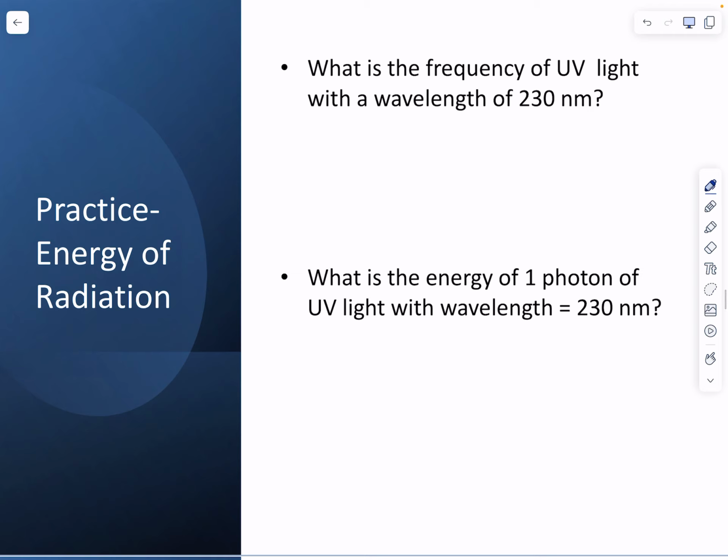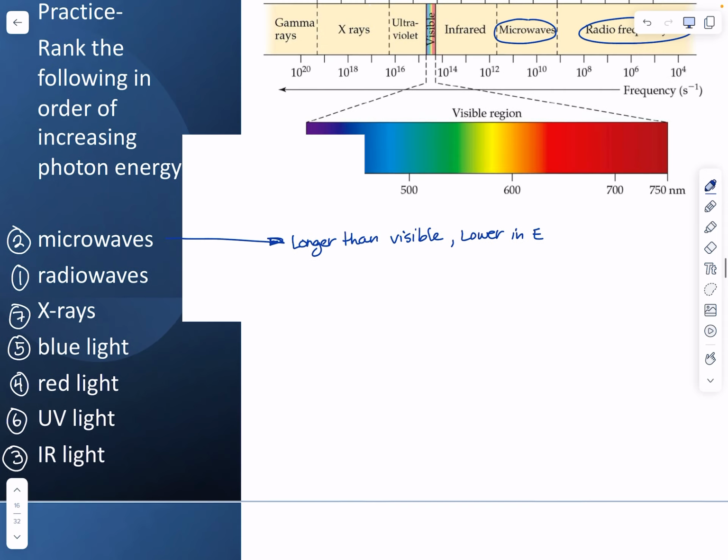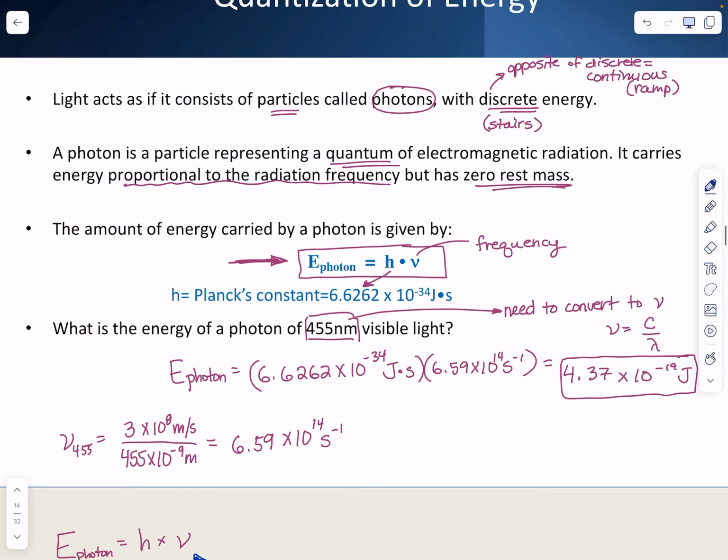Okay. So I'll leave these for you for more practice, for going back and forth between frequency and wavelength, and then energy. So it's exactly what we did.